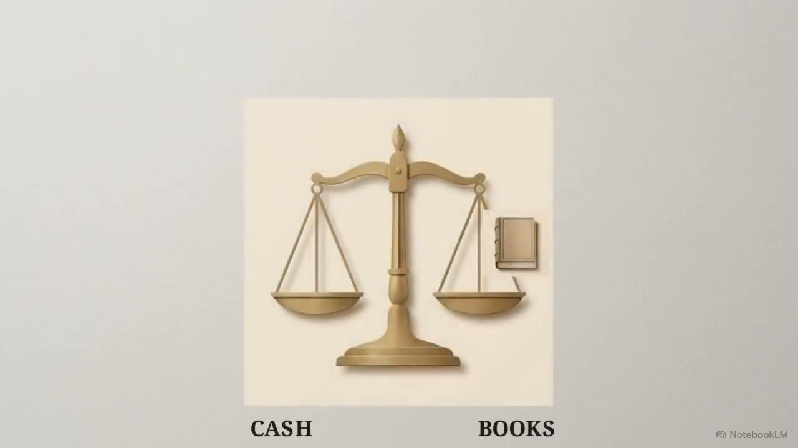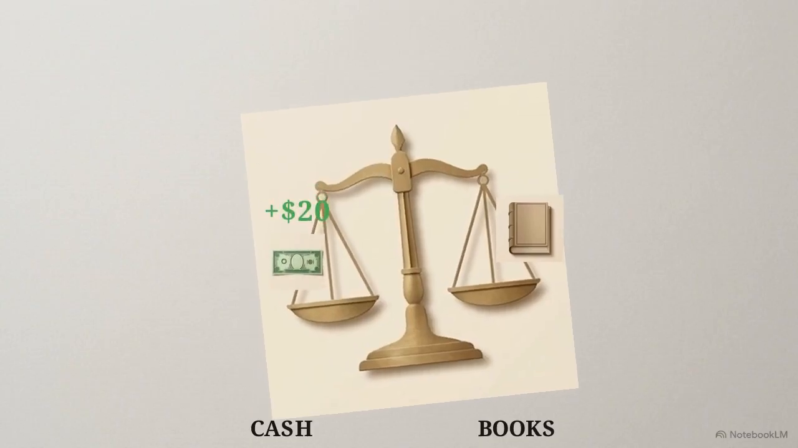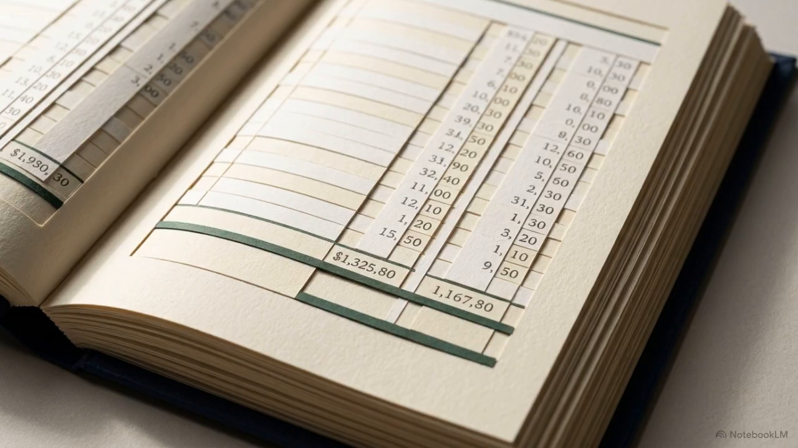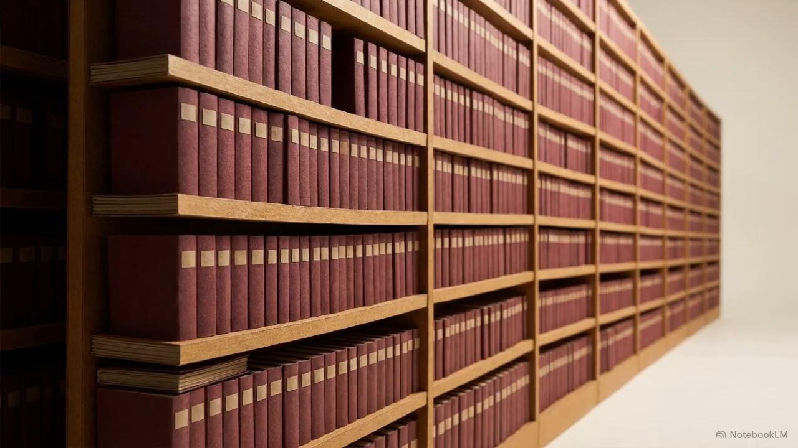This scale shows how that looks on paper. When you sell that novel, cash goes up by $20. Simultaneously, your book inventory goes down by $20. You record both ends of the move, and they must always stay equal to keep your system in balance. This simple requirement that both sides must always match is the logic that keeps a company's records organized, no matter how many thousands of books it sells.